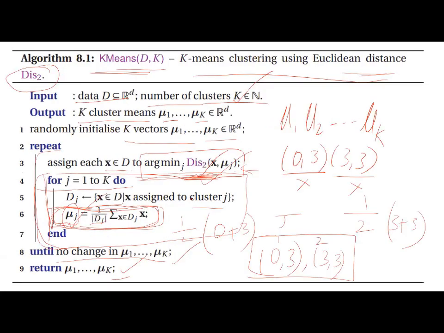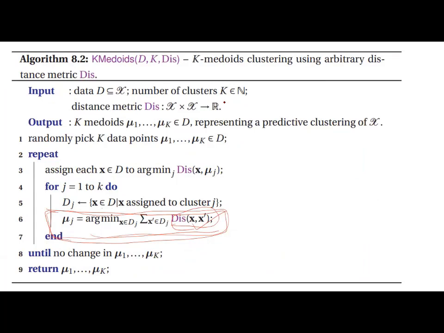The difference between medoid and k-means is that in k-means we use the arithmetic mean, whereas in medoids the arithmetic mean is not possible, so we go with the medoid. Medoids are used when you are unable to calculate the means but can calculate distances. This is called a medoid. Hope you understood, right?